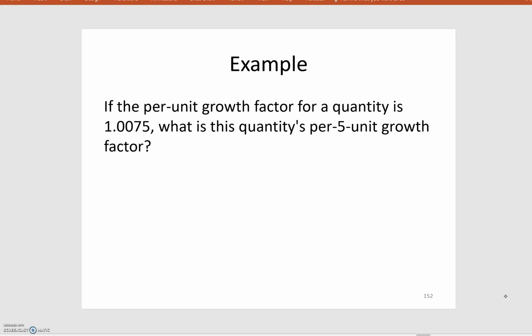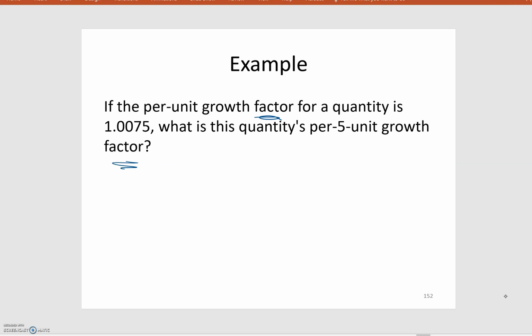Let's do another one. If the per unit growth factor for a quantity is 1.0075, what is the quantity's per 5 unit growth factor? Okay, so now we're getting really weird. This is about a factor, not the rate, but we're changing the unit. So it seems weird, but it's actually going to be easier in a sense. Well, let's just dive into it and we'll see.